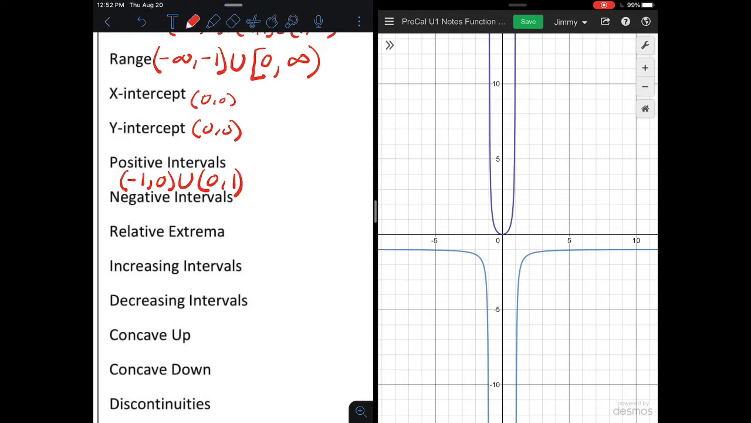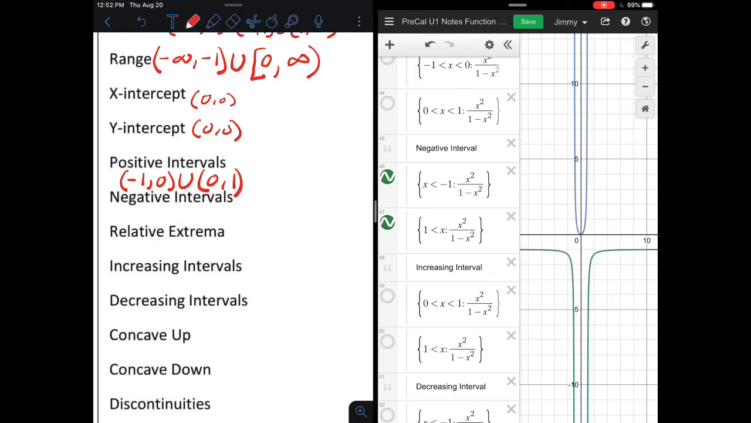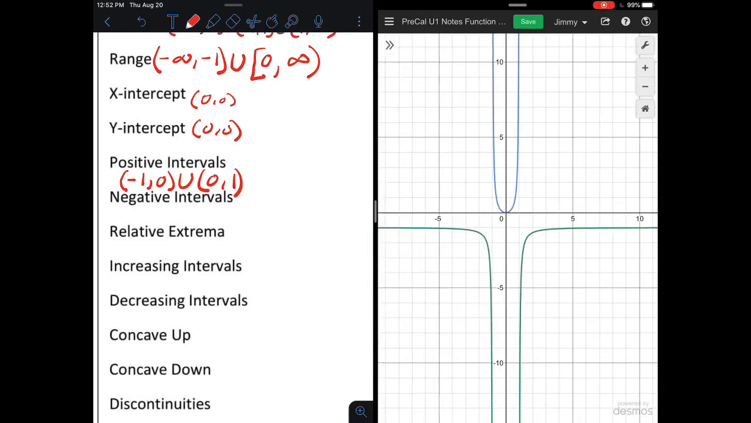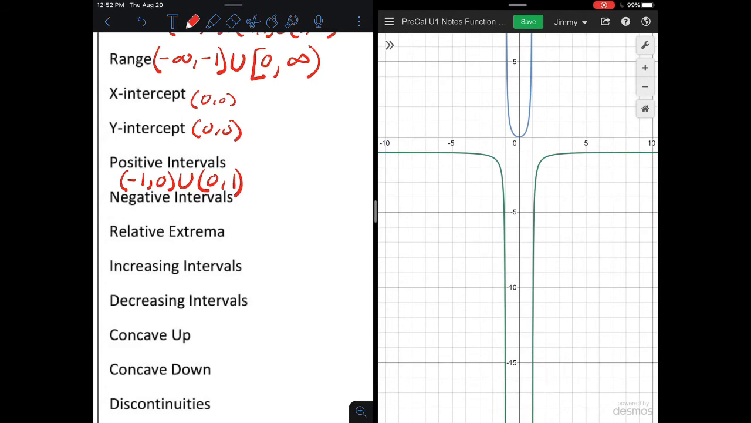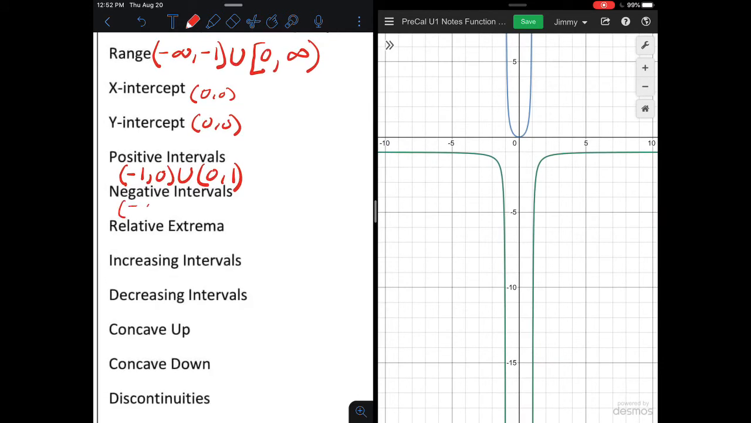And the graph is going to be negative everywhere else. So it's negative on both the left and the right sides of that section. Our negative interval would go from -∞ to -1, and then to the right side of the asymptote at 1, 1 to infinity. Now, relative extrema: we're looking for turning points of the graph. There is a turning point right there at the origin, a relative minimum. So I'll say minimum at 0, 0.